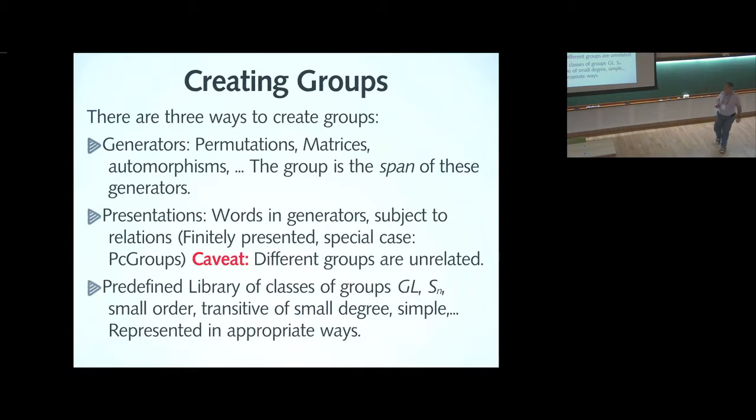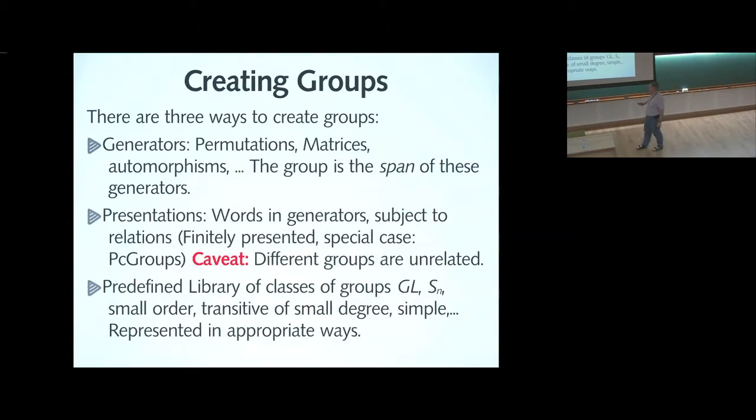The third possibility is there are some libraries built in. In some cases, it's basically functions for classes of groups, GL, symmetric group. And there are also certain libraries of groups of small order, transitive groups of small degrees, and so on. And these are typically represented in a way suitable for the groups. So the small groups, most of them are represented as PC groups. Transitive groups of small degree are obviously represented as permutation groups and so on. And one can take these libraries and run through them to look for examples.